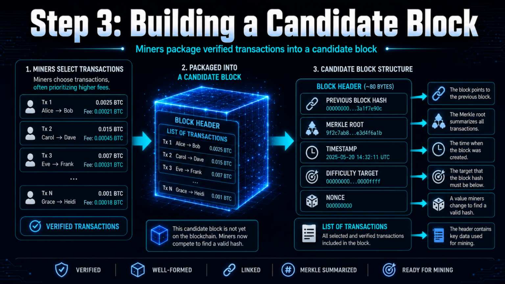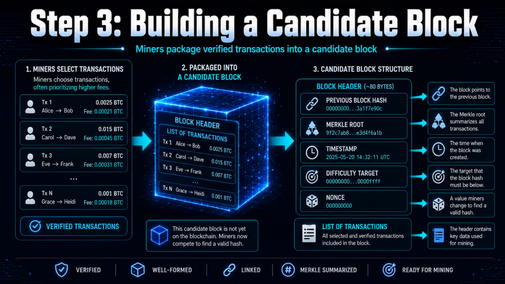It includes the version number, which indicates the block validation rules being followed. It also contains the previous block hash. This connects the new block to the block before it and creates the blockchain structure. The Merkle root is a single hash that summarizes all transactions inside the block. If any transaction changes, the Merkle root also changes.